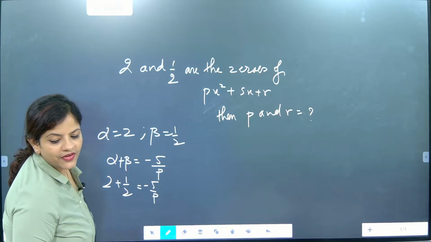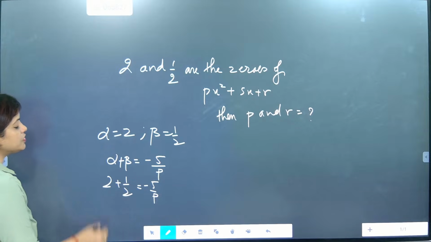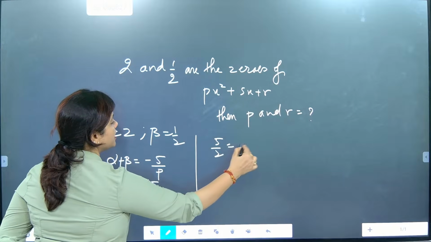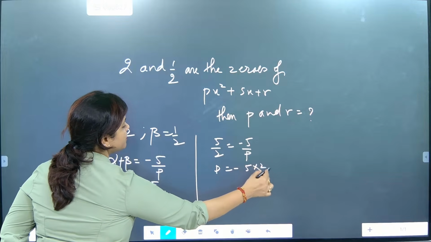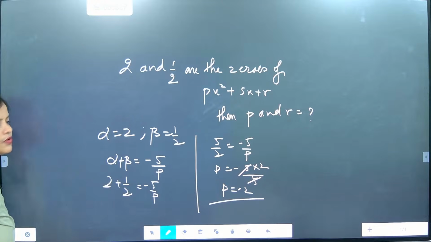Got it? So when you are solving MCQs, how are you going to go for it? So here it will become 2 into 2 plus 1, 5 by 2. So it will become 5 by 2 equal to minus 5 by p. So p will be equal to minus 5 into 2 by 5. Answer will be coming as minus 2. This is MCQ questions. Understood?